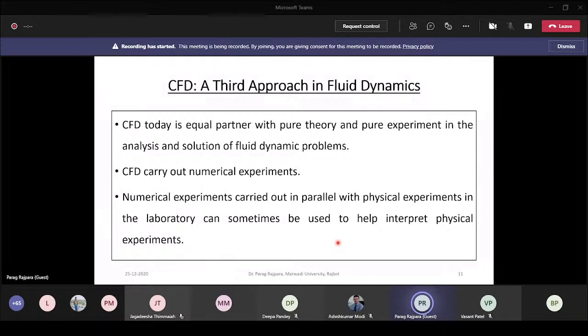Of course, CFD is an equal partner with pure theory and pure experiments when it comes to the analysis and solution of fluid dynamic problems. What we do in CFD is create a virtual prototype and do numerical experiments in order to find solutions before we design the actual prototype, right. CFD helps to test the virtual prototype, and you can analyze different situations. You can change a number of variables, study the results, and find your optimum design. Fine. So this is the importance of CFD.